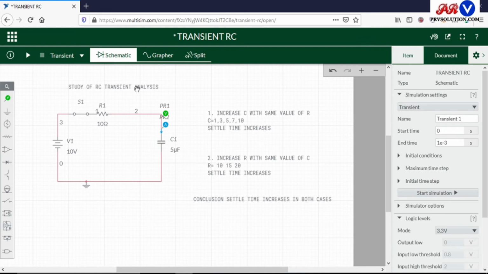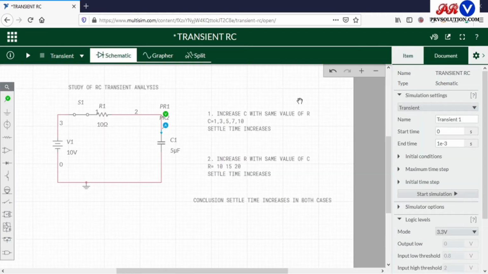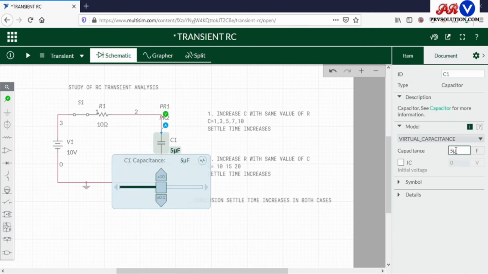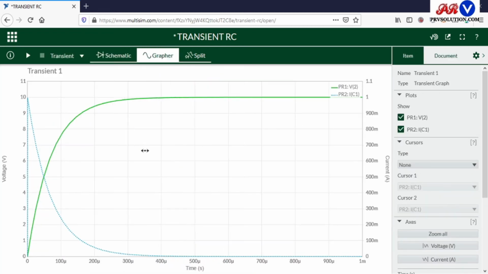From 3 microfarad to 5 microfarad, now it is around 300 microsecond. Now again increase the capacitance value from 5 to 7 microfarad. And you can see that now the settling time is around 500 microsecond.